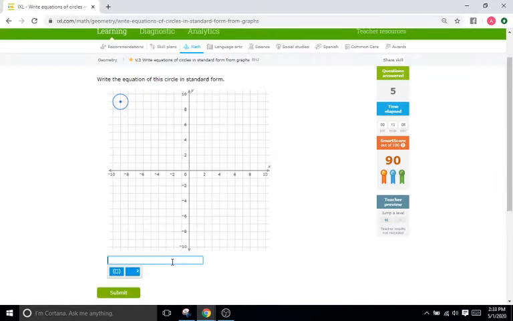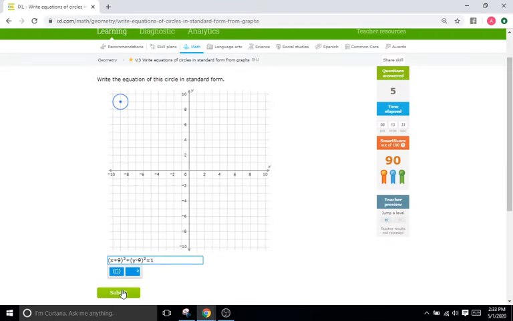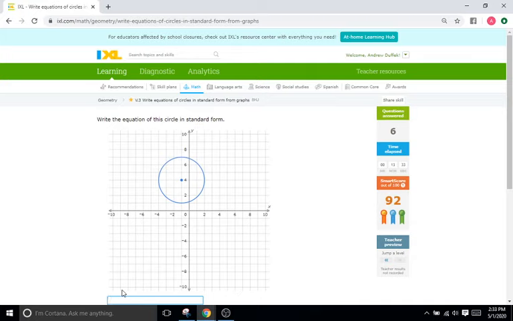So that is going to be, okay, we have x plus 9, again, not minus, squared plus y minus 9 squared equals 1. Now let me double check that, because again, you don't want to get it wrong. X plus 9 squared plus y minus 9 squared equals 1. All right, and there we go. Up to 92. Okay, that is where I will stop, having done the appropriate amount of examples.